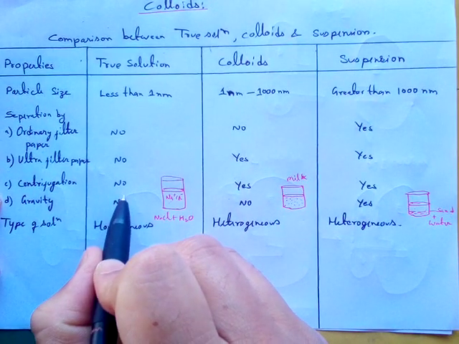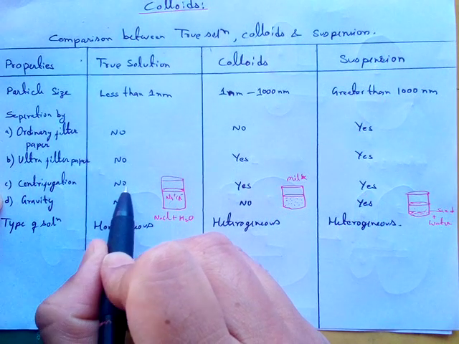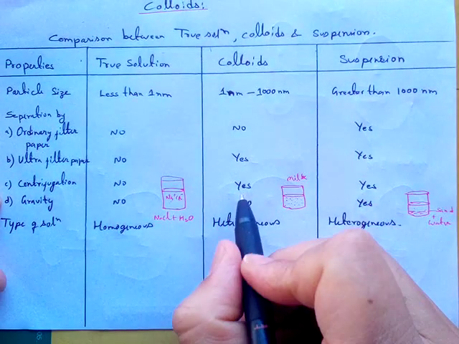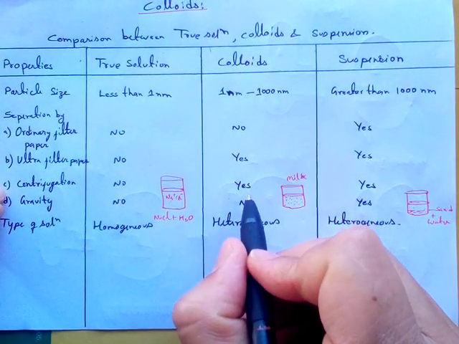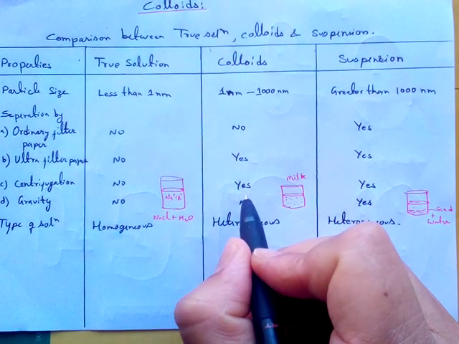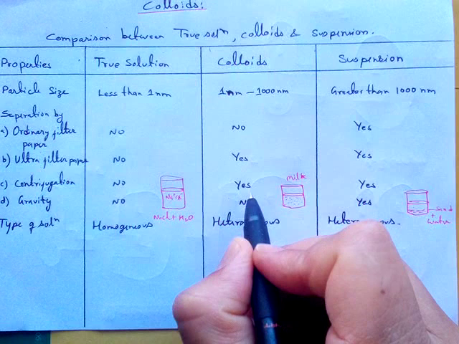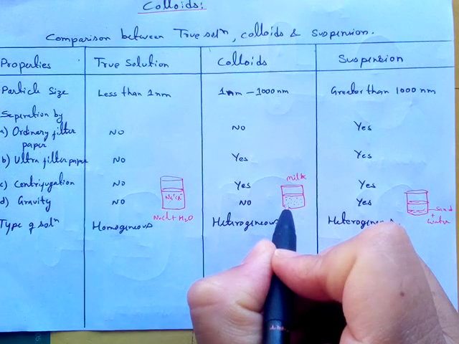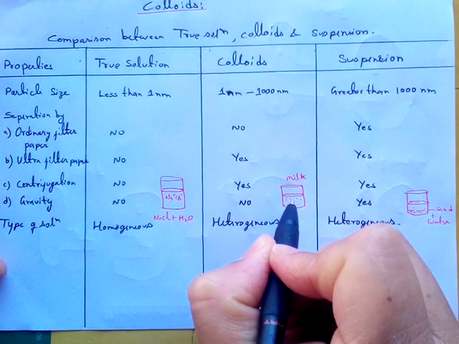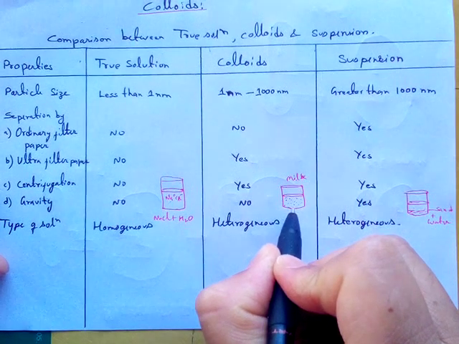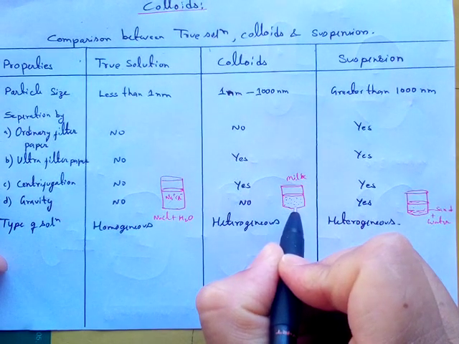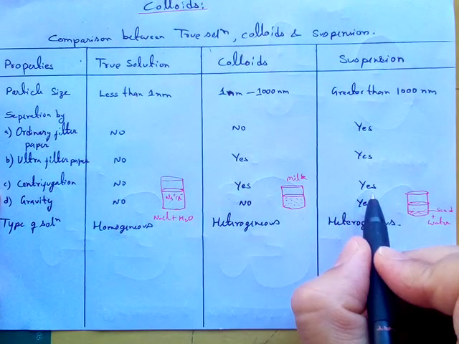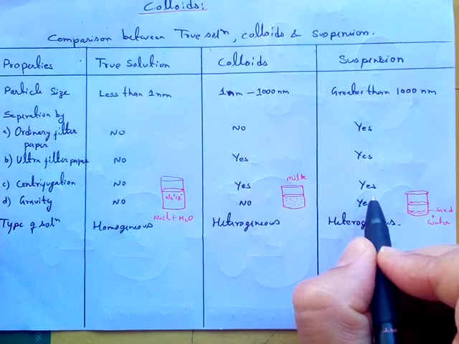Now centrifugation. Can centrifugation separate a true solution? No, you cannot. But a colloidal solution, yes, through centrifugation we can separate. There is a centrifugation machine. You have a test tube, and you pour the solution, like milk, and switch on the machine. It will rotate. After some time we can notice that the protein particles get separated and settle down at the bottom of the test tube. In that way you can separate the colloidal particles. And suspension, yes, you can separate it too.